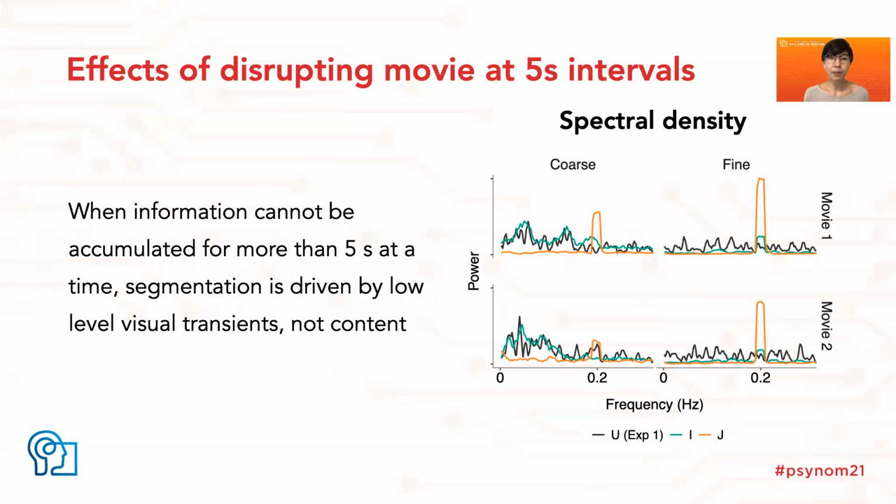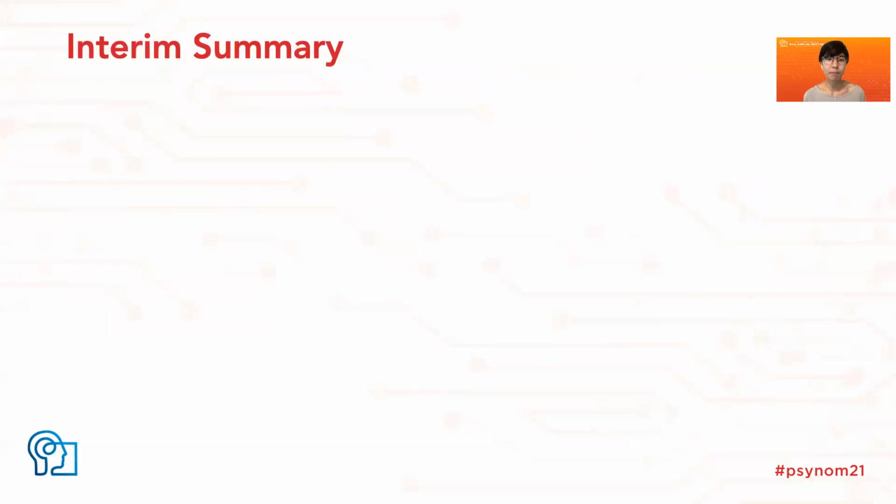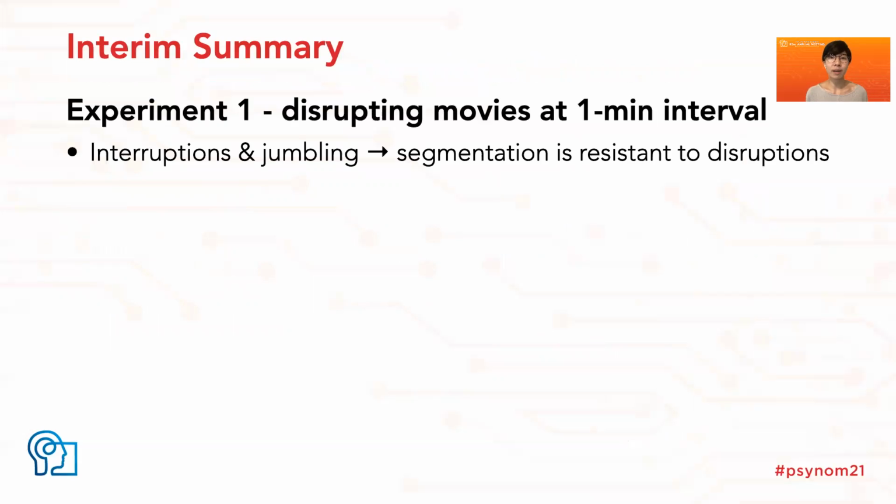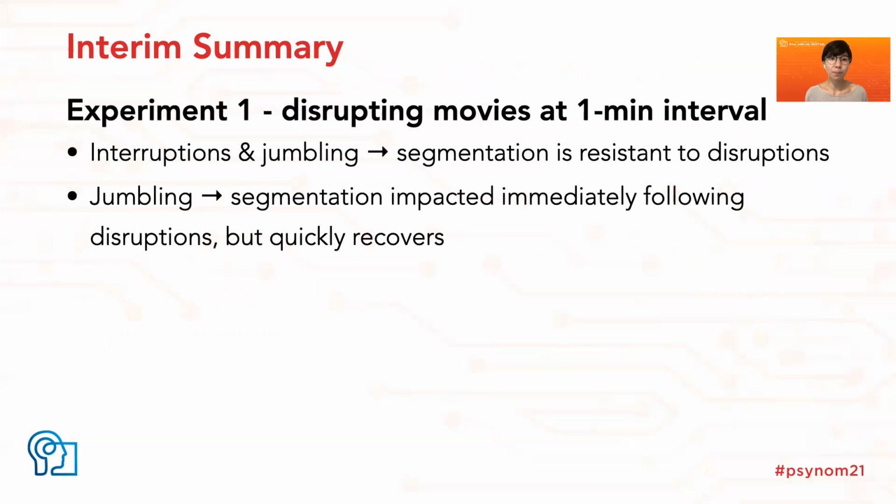So this suggests that for participants in the jumbled condition, when information cannot be coherently accumulated for more than 5 seconds at a time, segmentation is driven by low-level visual transients, such as clip onset, and not based on content. So overall, by disrupting the movies at 1 minute intervals in experiment 1, we see that segmentation is pretty resistant to disruptions in information flow.